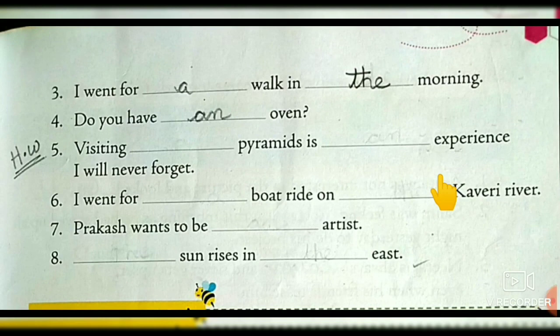So like that you can complete these remaining blanks also, children. Here see the third one. I went for a walk in the morning. See here before walk we can use a article because W is consonant, so that you can use a article. Morning, particular time, so you can use the article. Like that you can complete all the remaining blanks, children.